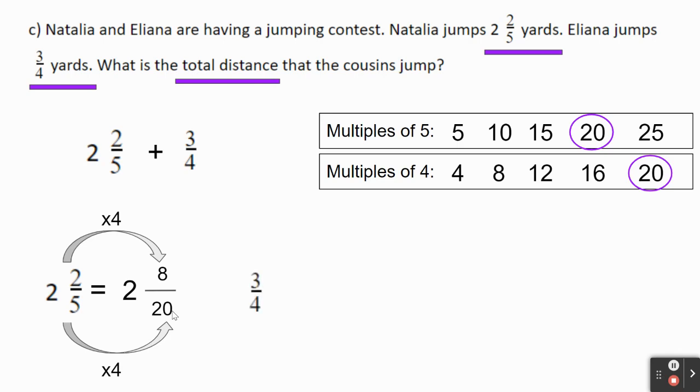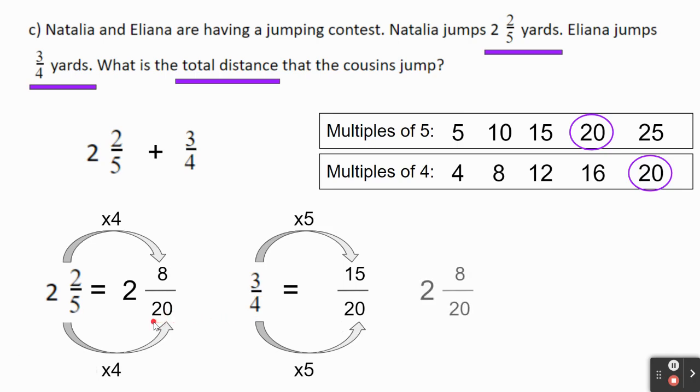Let's do the same for 3/4. Here, we know our denominator is going to be 20. Let's ask ourselves, what do we multiply by 4 to get to 20? Well, 4 times 5 equals 20. So since we're multiplying by 5 on the bottom, we're going to multiply by 5 on the top. 3 times 5 equals 15. So now both of these equivalent fractions have a denominator of 20.